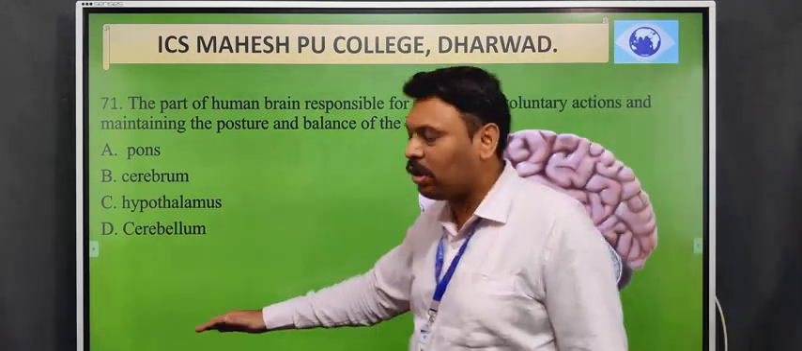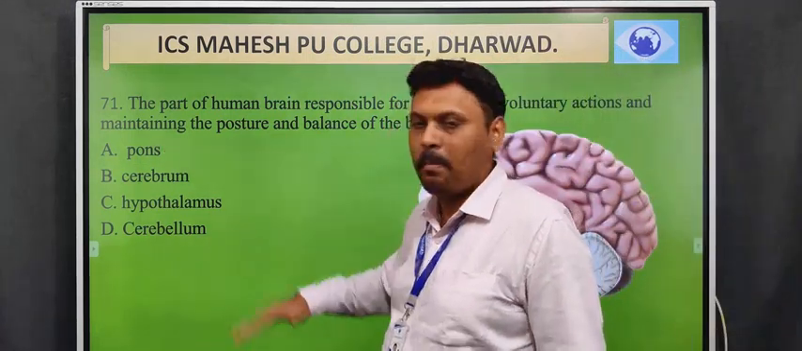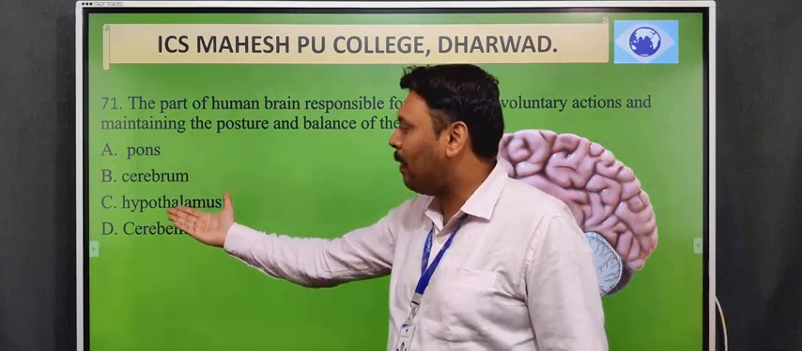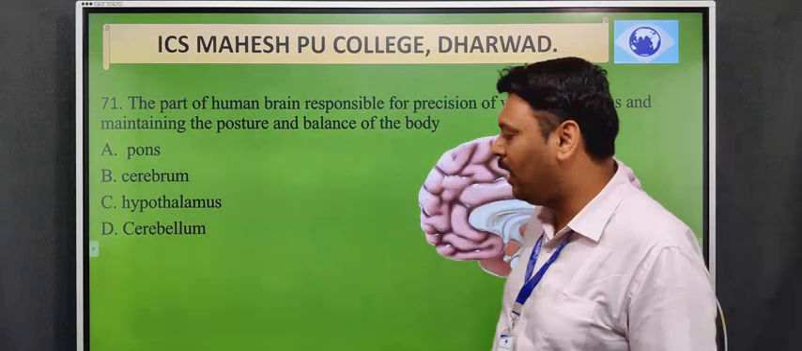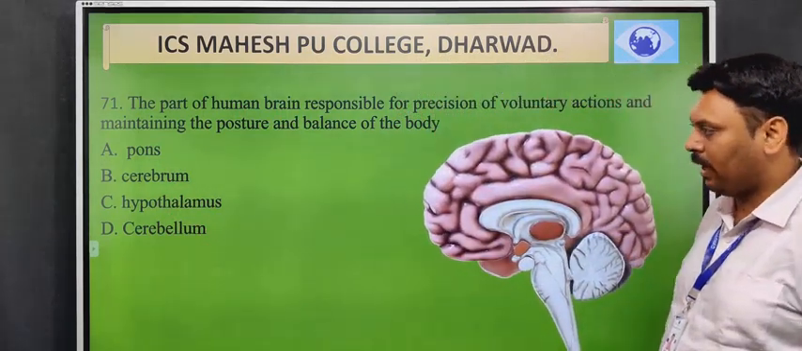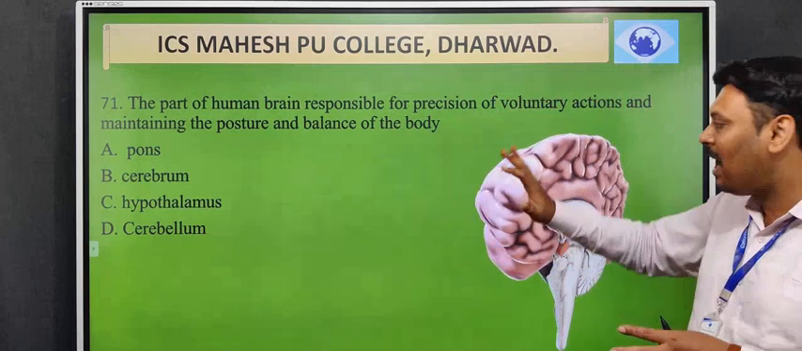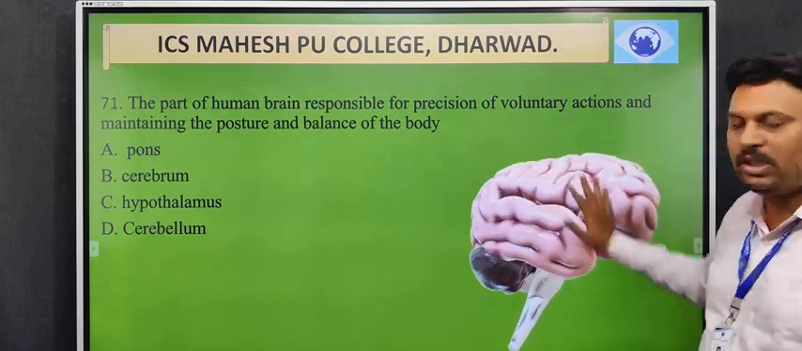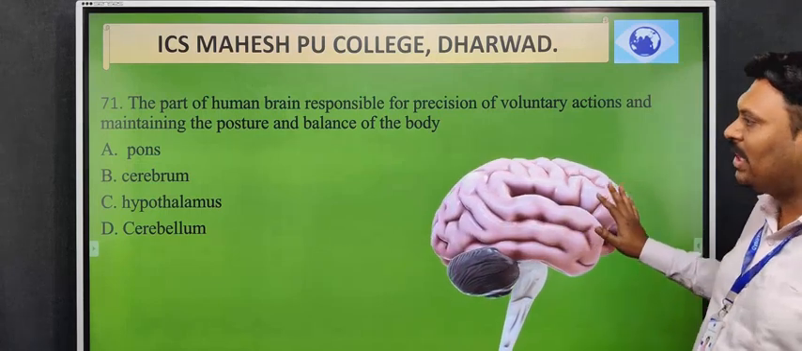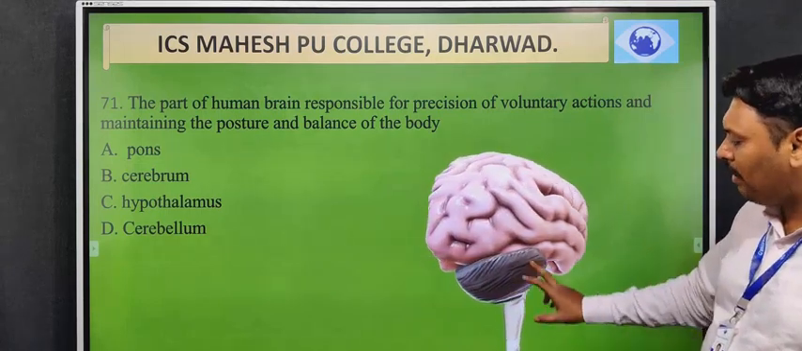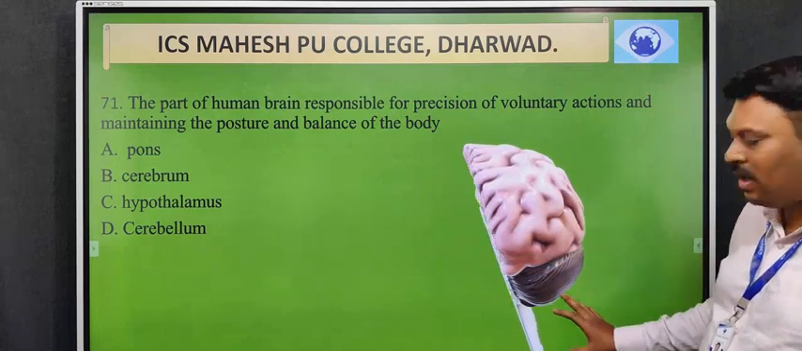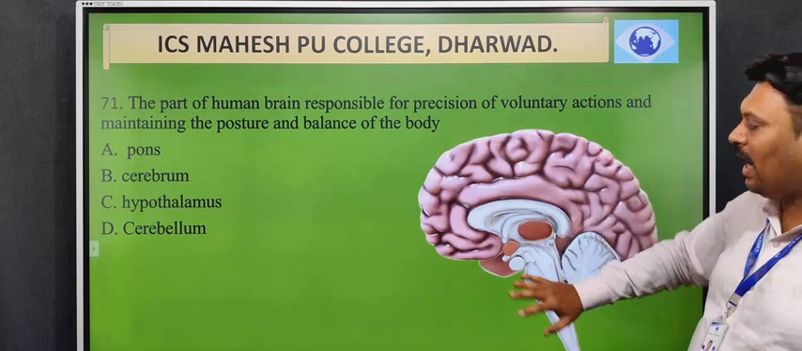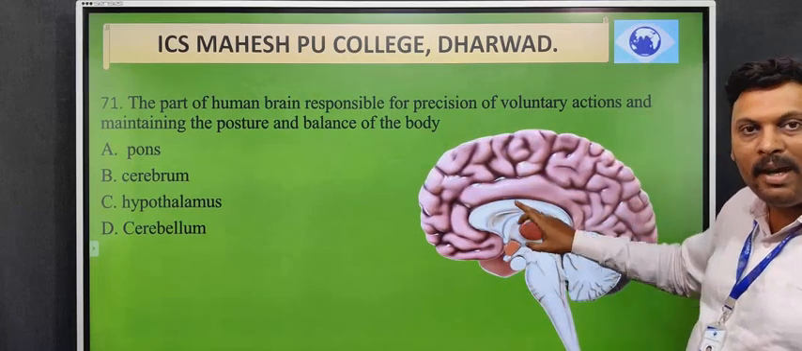There are 4 options which they have given: pons varolii, cerebrum, hypothalamus and cerebellum. These are all different parts which are present inside the brain, where we can see that the pons varolii is present at the stem part, the cerebrum is present at the upper part, and the hypothalamus is present in the middle part of the brain.